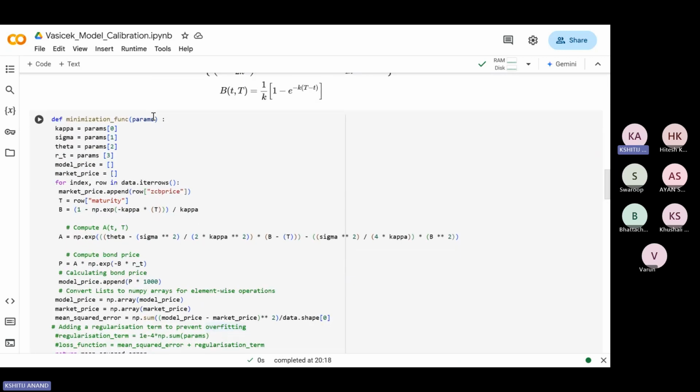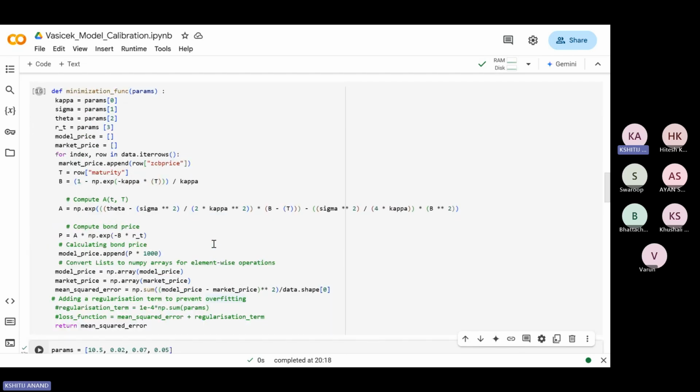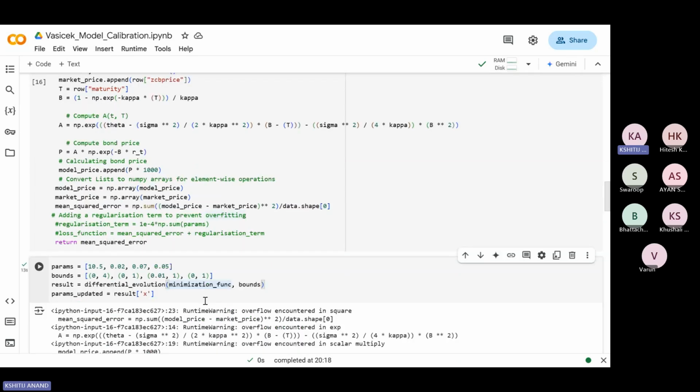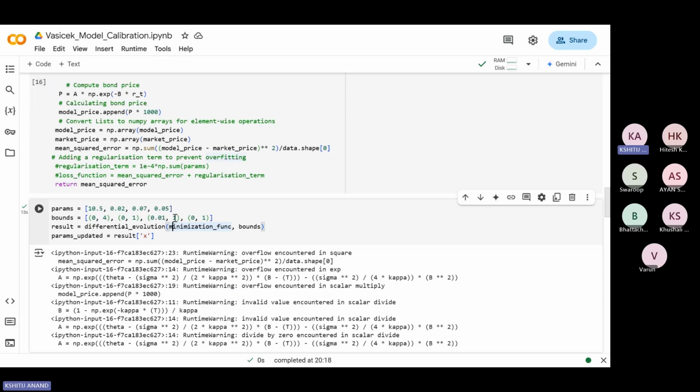So these are the parameters. I am just giving a bound for kappa, sigma, theta, and r naught, but it is also not needed in the case of differential evolution. But in case you want to, you can pass a bound. This is for kappa, this is for sigma, this is for theta. Theta means the mean reversion level, and this is for r naught. I have passed r naught from 0 to 1, that means 0 to 100%. So technically it is not a bound, but still, if you want to pass it, you can. Otherwise, you can safely remove the bounds.